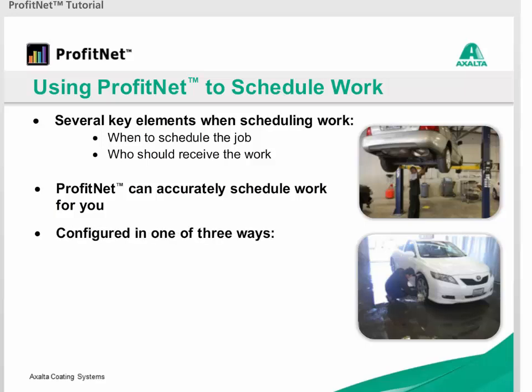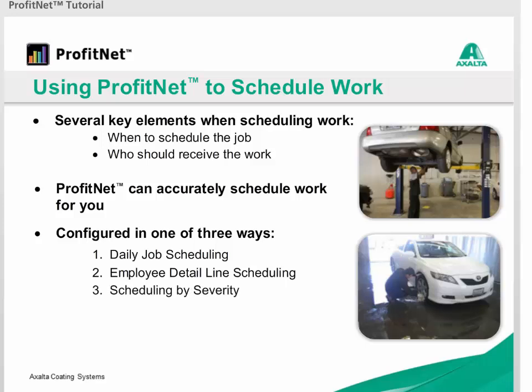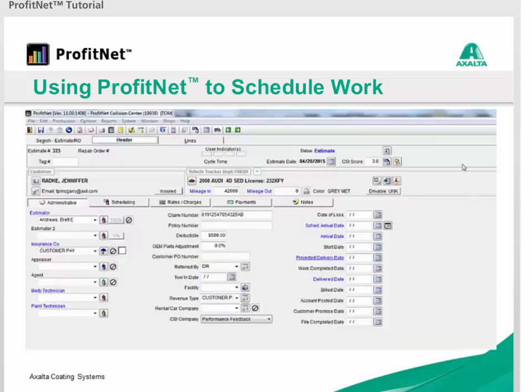ProfitNet can be configured to schedule in one of these three ways: daily job scheduling, employee detail line scheduling, and schedule by severity. Let's look first at the daily job scheduling method. First, you take an estimate and convert it to a repair order. At this point, you need to decide when this repair order should be brought into the shop.